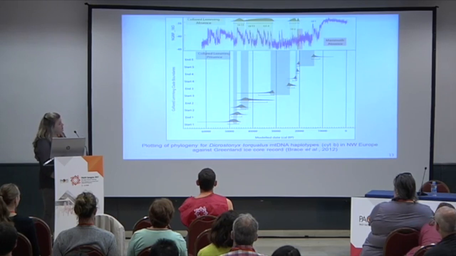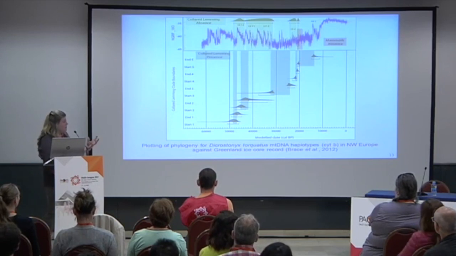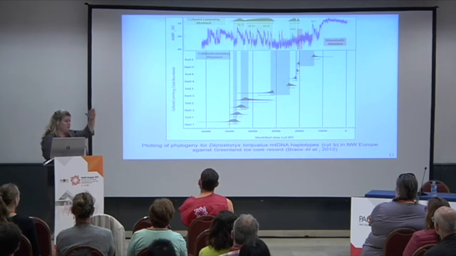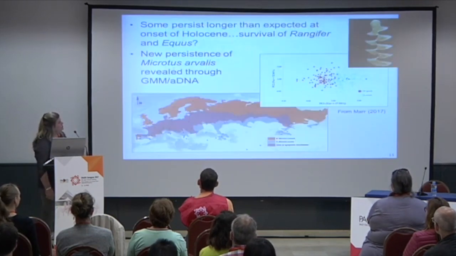And we can see that actually in the DNA. This is a really important paper that was published a few years ago by Selina Brace and colleagues, demonstrating in Dicrostonyx torquatus, using mitochondrial DNA, that this is not a single species that is persisting through, in fact, going back in time into stage 3. But in fact, these are different, distinct genetic clades. So there's probably a lot of cryptic extinctions, local extinctions that we're not seeing.